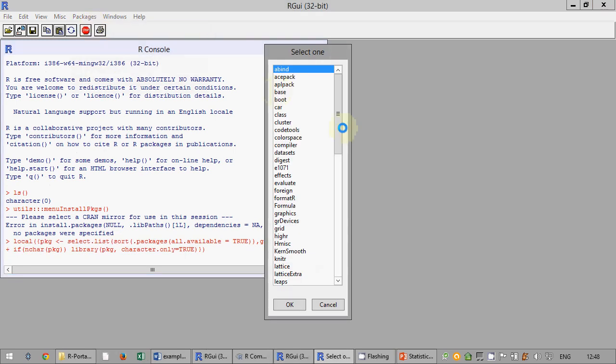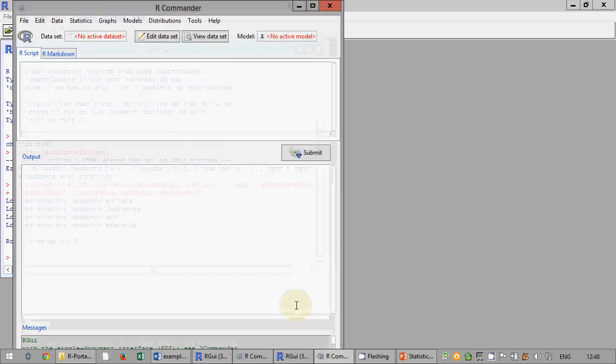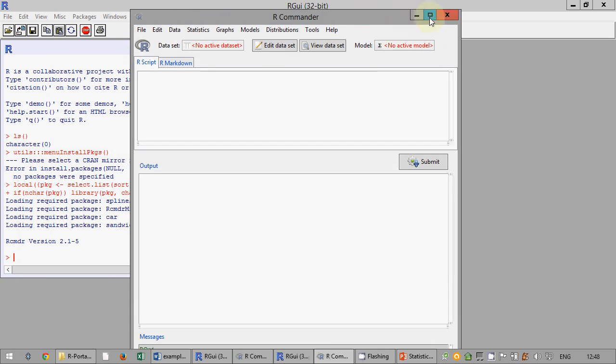Load package. This is the list of installed packages. There is R Commander. And R Commander starts. Welcome to R Commander. Let's make it full screen.